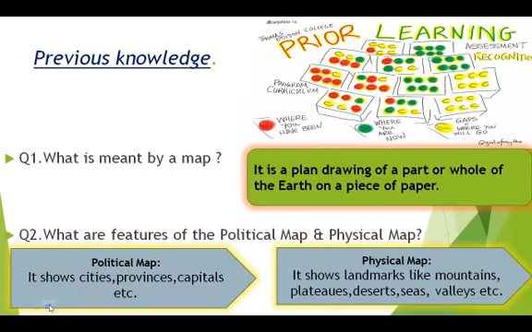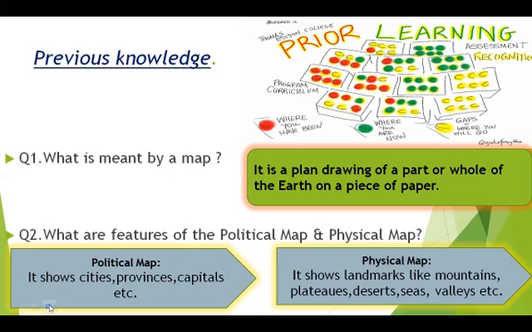Students, here are some questions about the last taught lesson. And the first question is, what is meant by a map? It is a plan drawing of a part or whole of the earth on a piece of paper. Simply, you can say drawing some image of the earth on the paper is called a map.